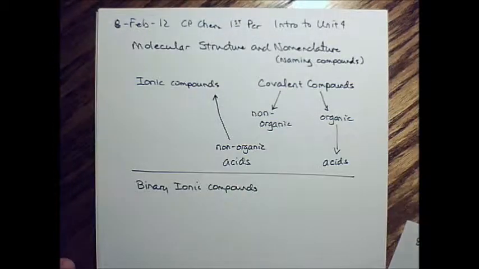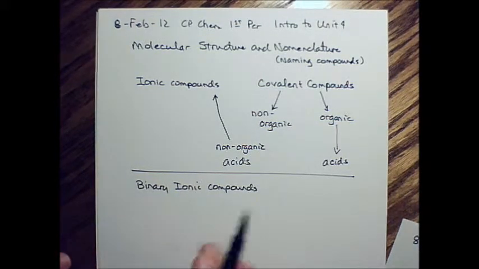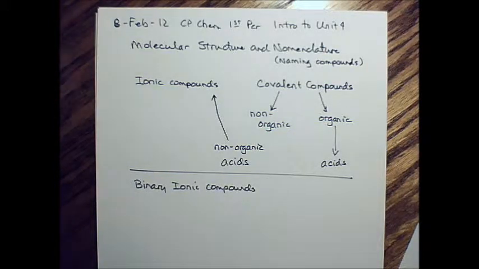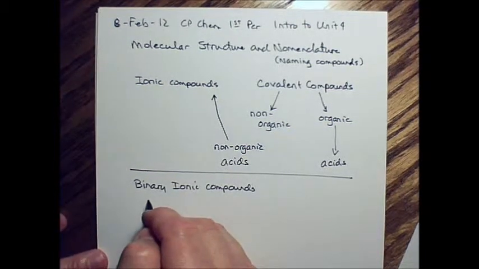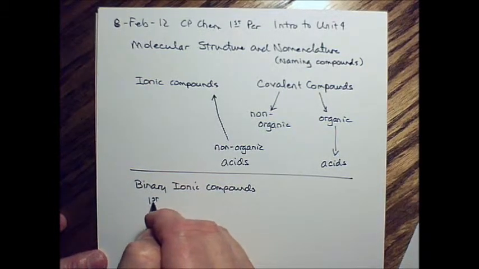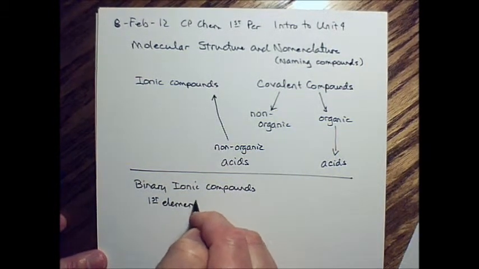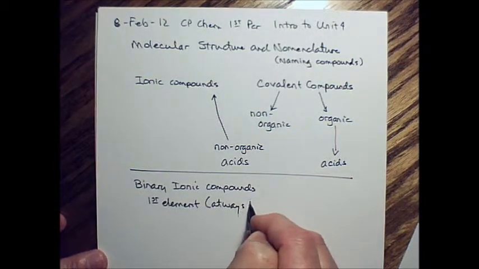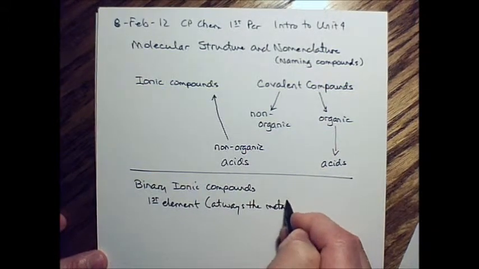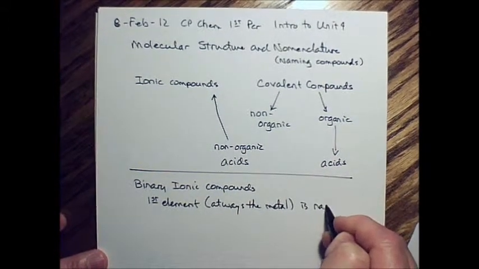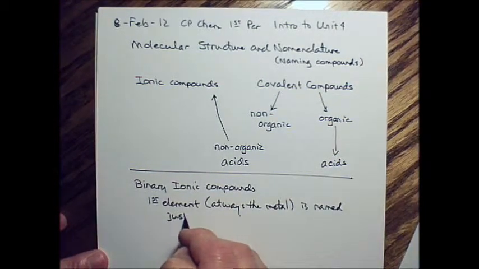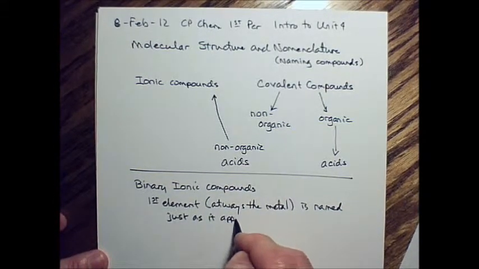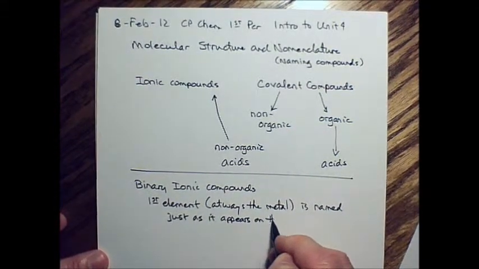This is pretty simple. We're going to name the first element, the metal element, which always comes first. We name the first element exactly as the name appears in the periodic table. First element, always the metal, is named just as it appears on the periodic table.